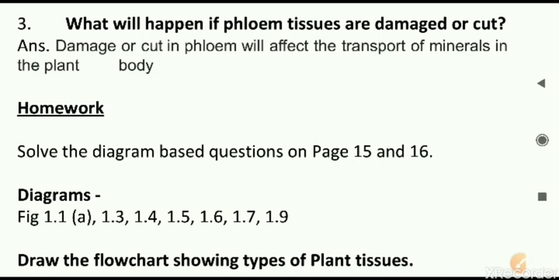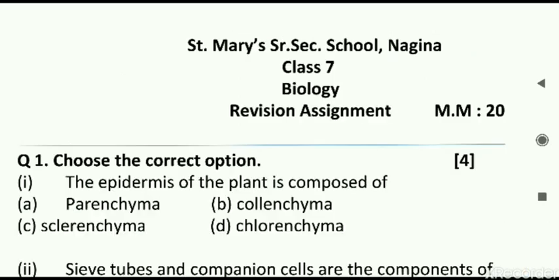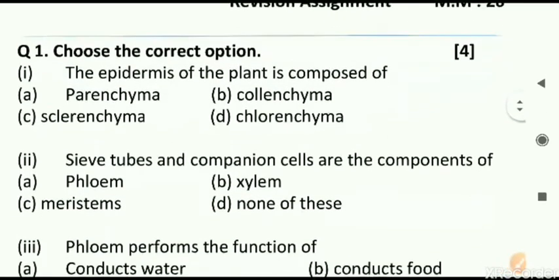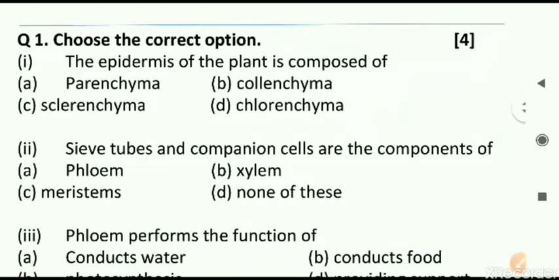Now we have a revision test for you to have an analysis of how much you have learned. Let us move to the revision test. Here is a revision test paper. Note down the questions and solve them in your class notebook. First is choose the correct option. The options are mentioned. You can choose the correct one and write the answer.